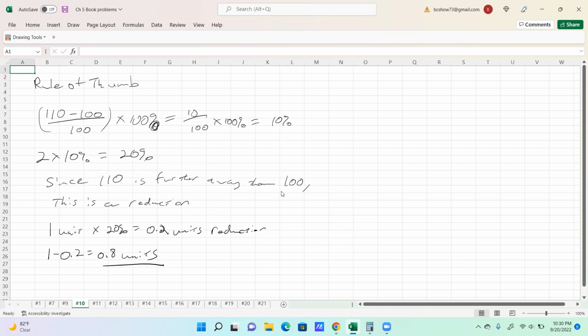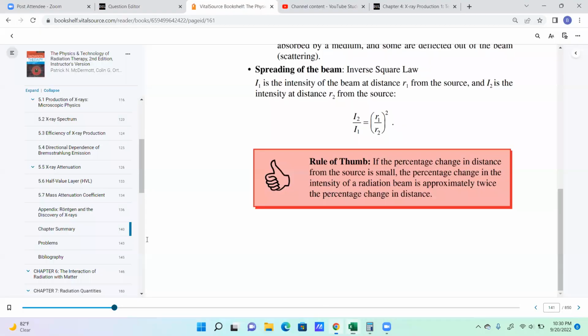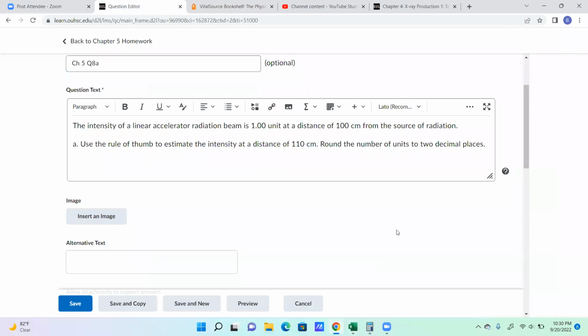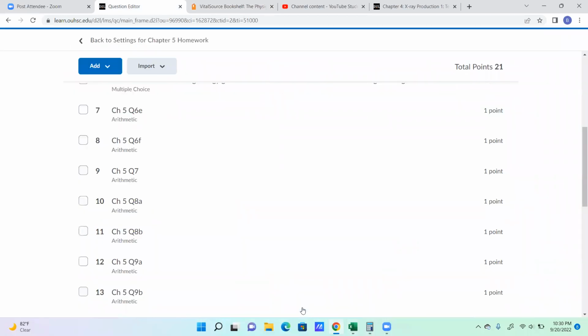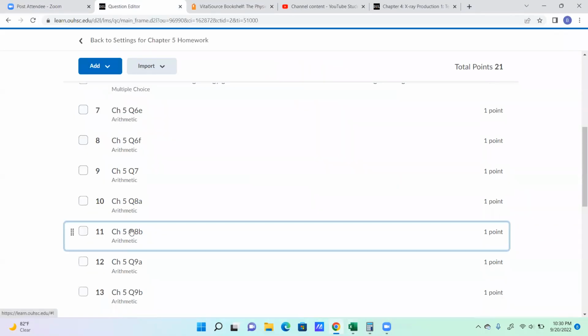Now, since 110 is further away than 100, it's going to be a reduction. So we reduce this by 20%. 20% of 1 unit is going to be 0.2 units. We subtract that from 1, so we end up with 0.8 units. That was problem 10. All right, so we're going on to 11.